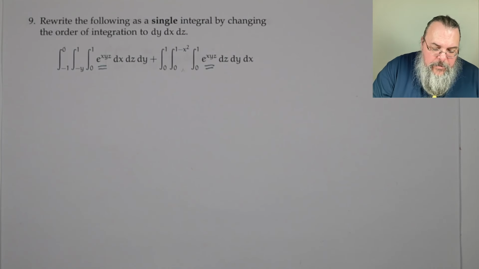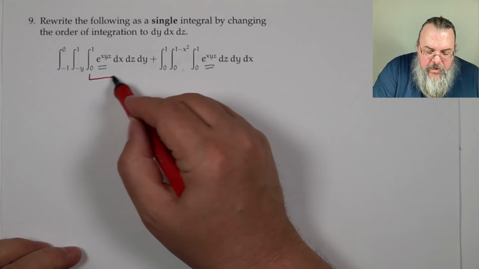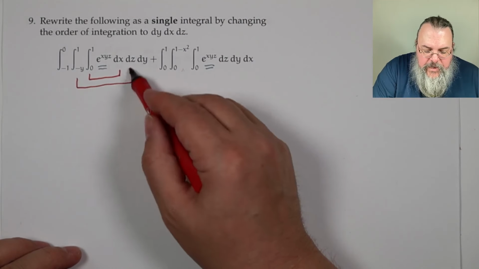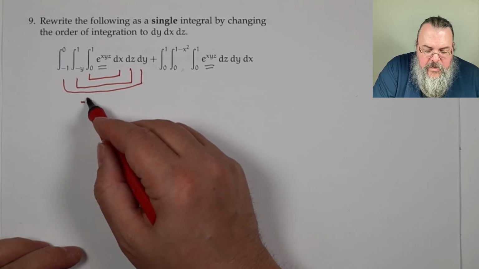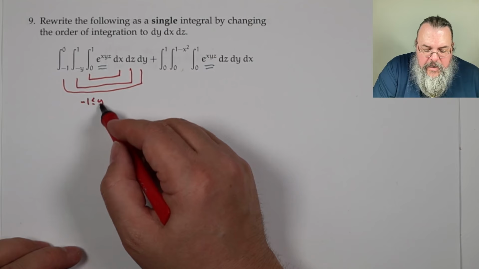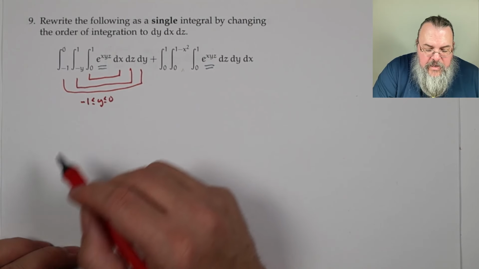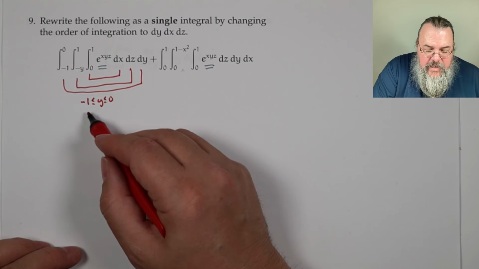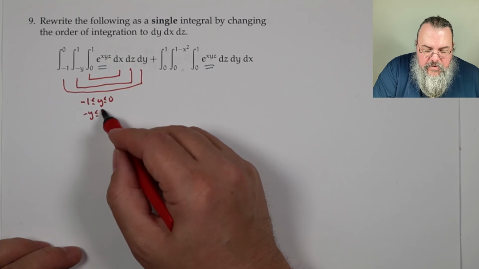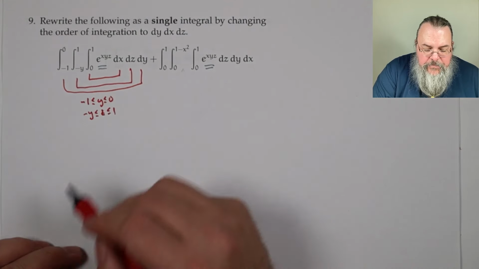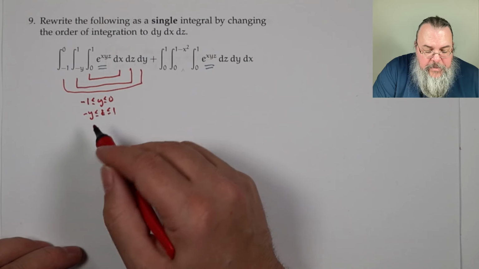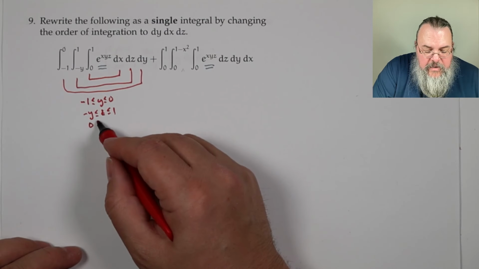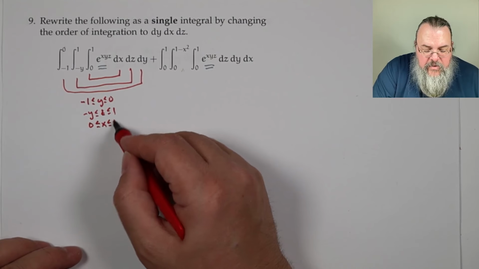Well, we pair things up and we see what's going on. So the outer layer says -1 less than or equal to y less than or equal to 0. Then the next layer says that -y less than or equal to z less than or equal to 1. And the last, or innermost, maybe is how we should say it, is that x goes 0 to 1.